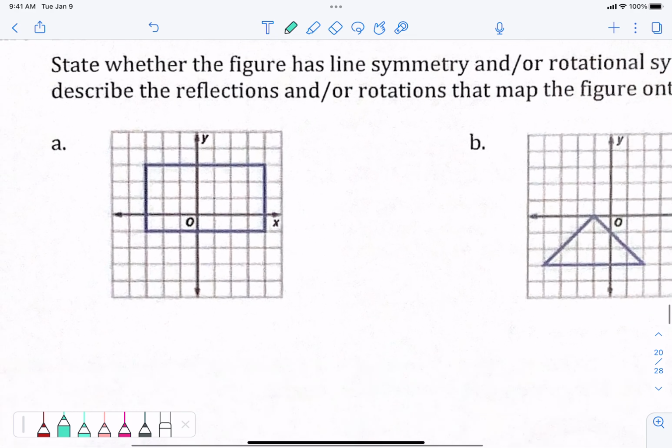Okay. All right. So let's organize our thoughts here. First, let's tackle line. Does he have line symmetry? Yes.